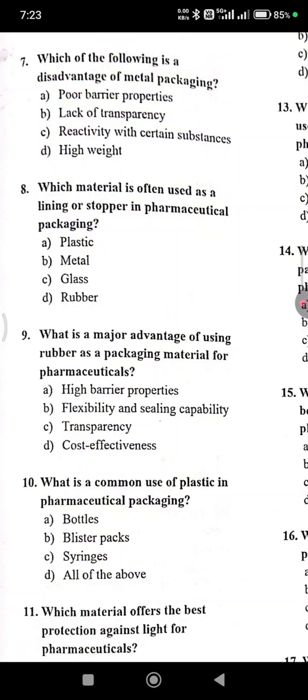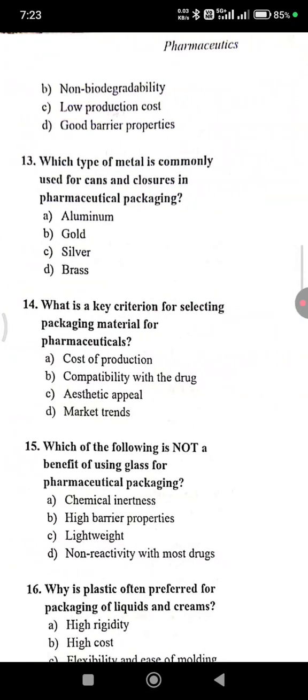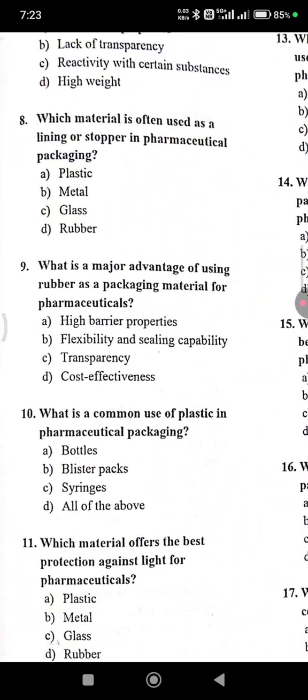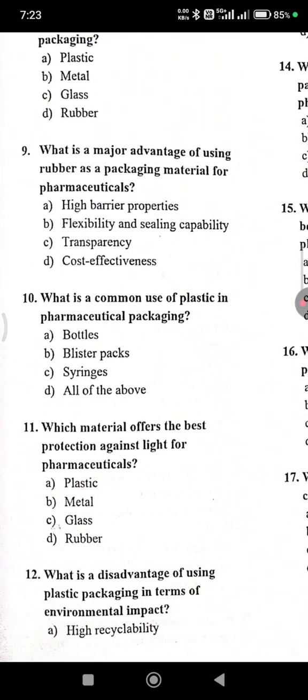Question number 11. Which material offers the best protection against light for pharmaceuticals? That is metal.